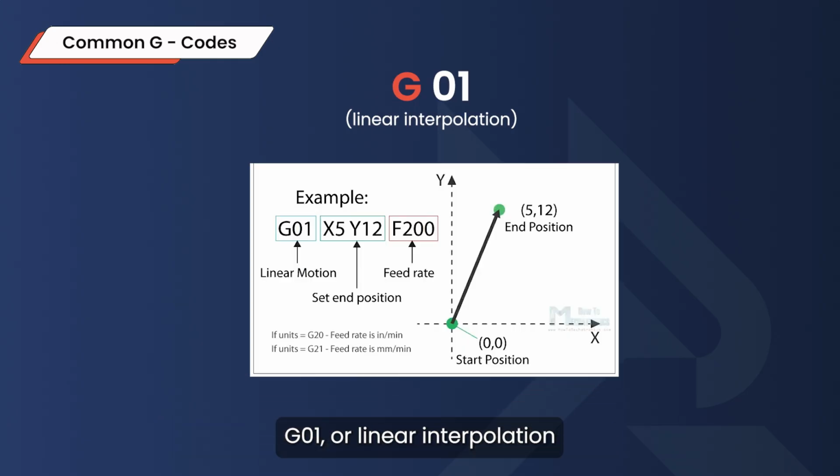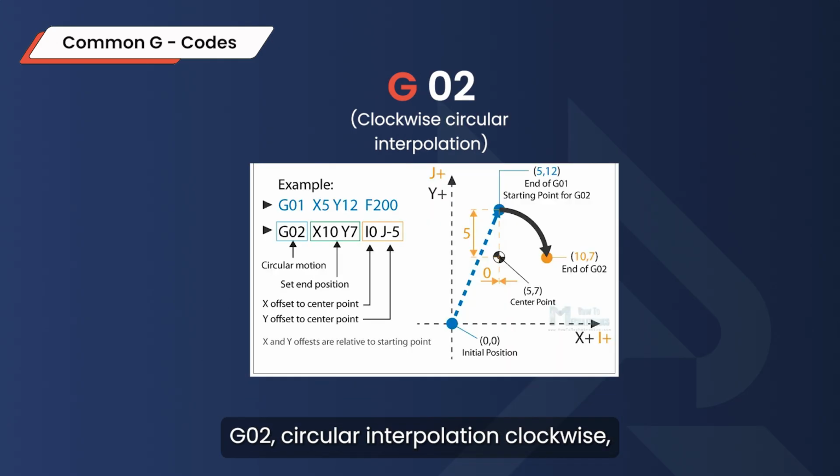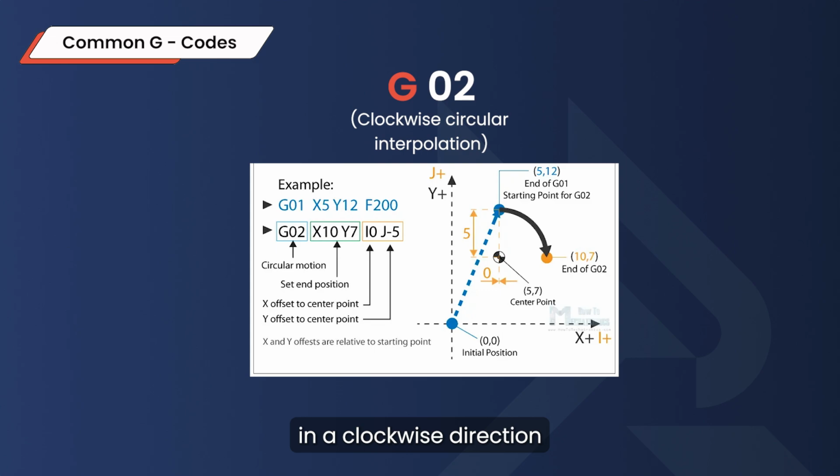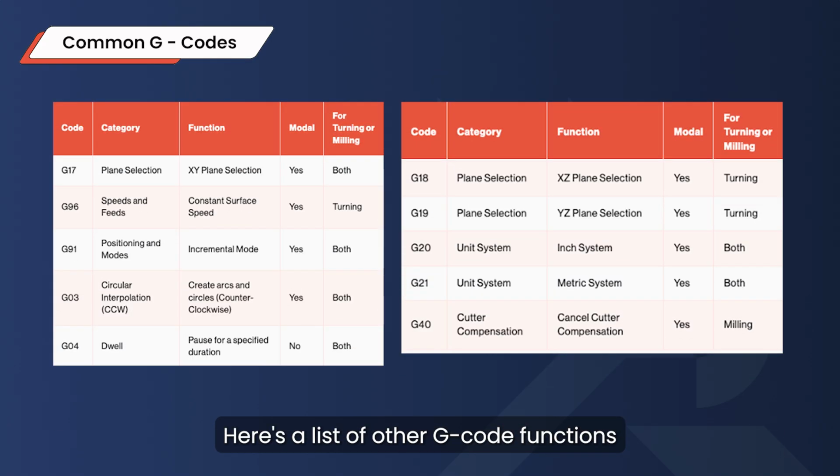G01, or linear interpolation, directs the tool to move in a straight line between 2 points at a set feed rate. It's mainly used for straight line cutting. G02, circular interpolation clockwise, guides the tool along a circular path in a clockwise direction to create arcs and circles. G03 does the opposite, circular interpolation counterclockwise. Here's a list of other G-code functions you might encounter.